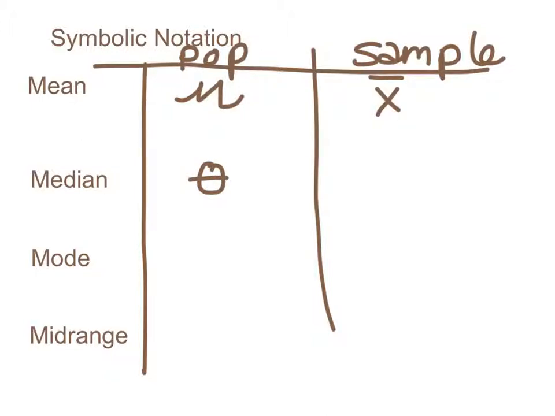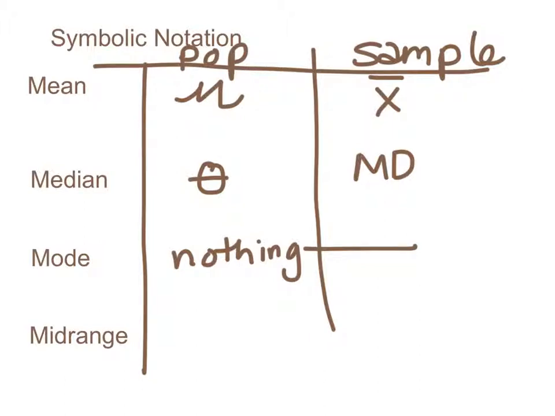Our book doesn't really use anything for population median, but this is kind of what the standard is for most statistics. And our book for the sample uses MD for median. Again, Roman characters. The mode, nothing for either. There is no shorthand for mode. If you want to know the mode, you just have to write out mode, M-O-D-E. Your hand shouldn't cramp up too much, you hope. And then finally, the mid-range. There's not really a population mid-range, so there's really nothing for this one either. But for a sample, our book uses MR, so for mid-range. So those are the symbolic notations.